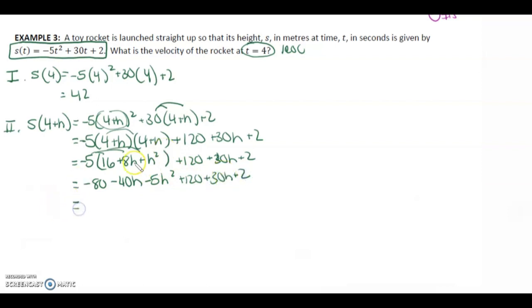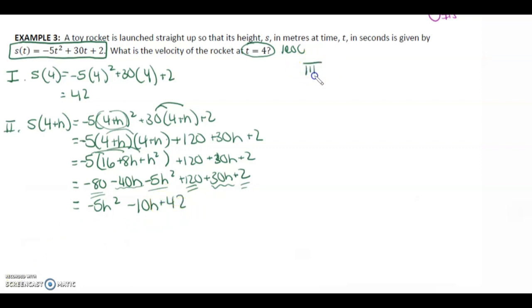And at this point, we can go ahead and collect like terms. So negative 5h squared is going to go first. Negative 40h plus 30h, I get negative 10h. And then we have negative 80 plus 120 plus 2, I get 42.